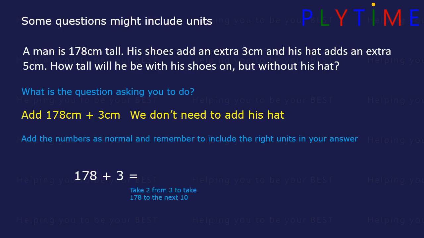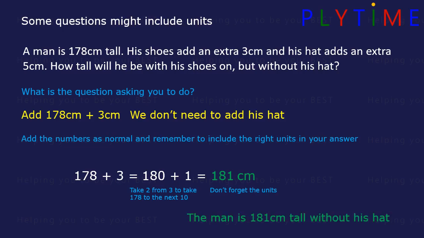178 plus 3. We need to take 2 from the 3 to move 178 to the next 10 using our number bonds. It's 180 plus another 1, 181. Don't forget the units, it's centimetres. The man is 181 centimetres tall without his hat.